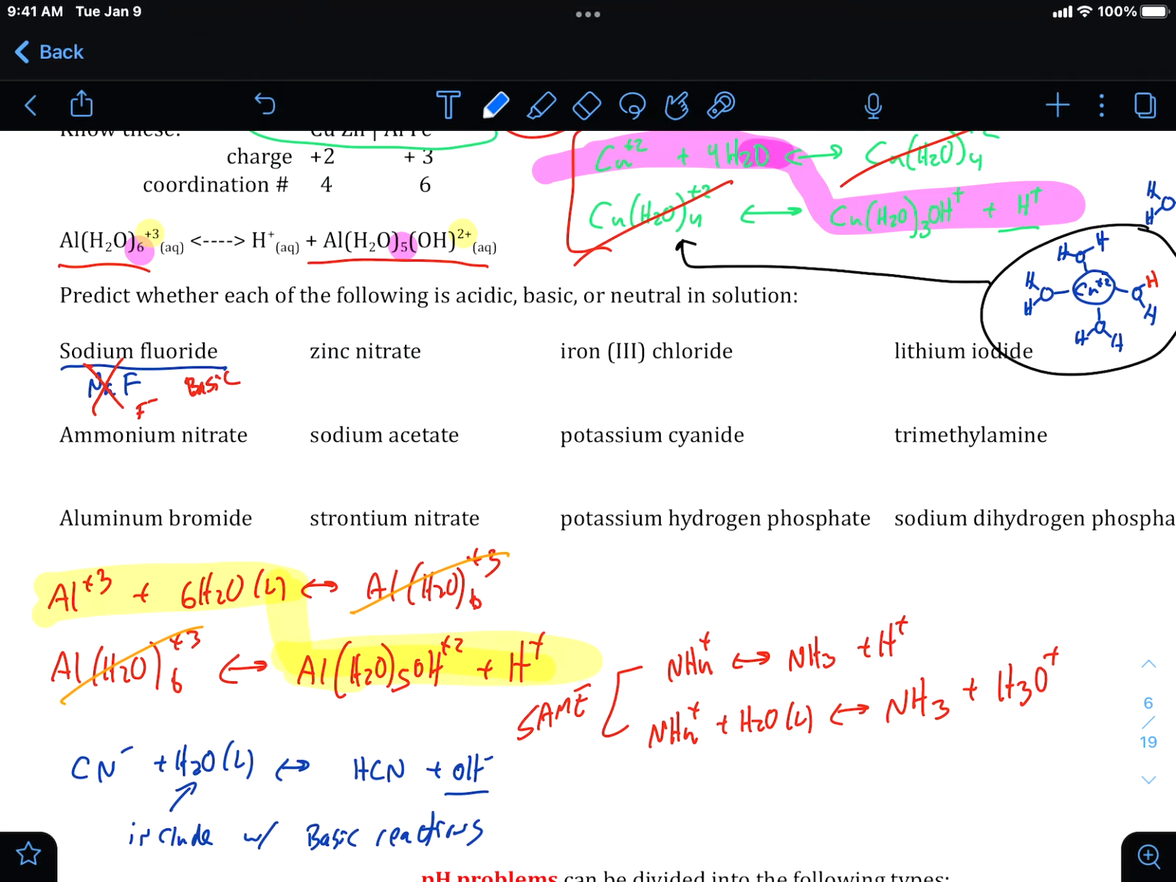Zinc nitrate. Right, so you have zinc, you have Zn2 plus, and you have NO3 minus. You have to rule out your ions first before you make an assessment. Which one of these, if any, can we rule out?